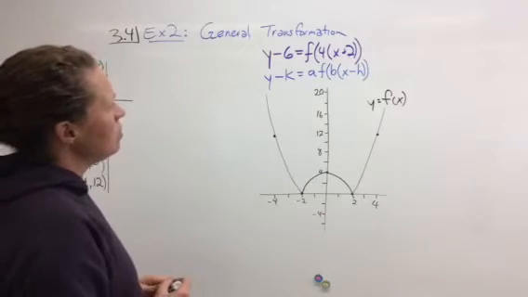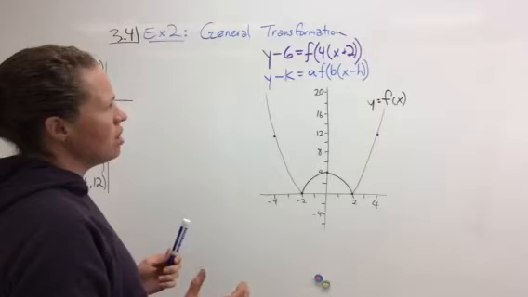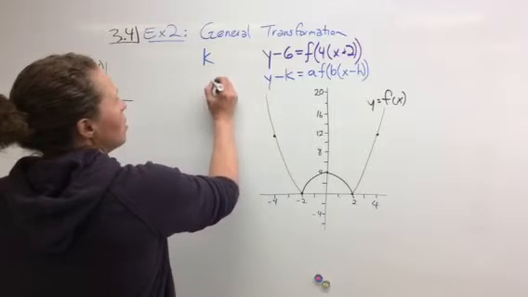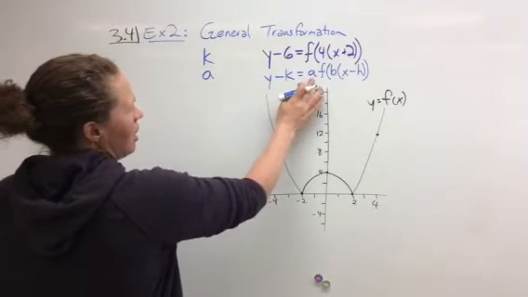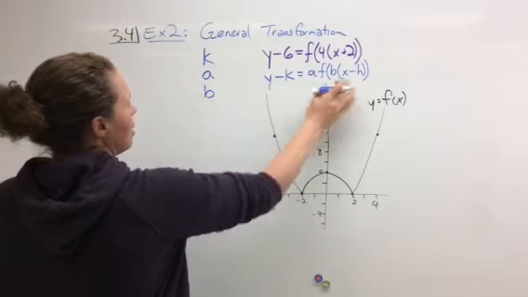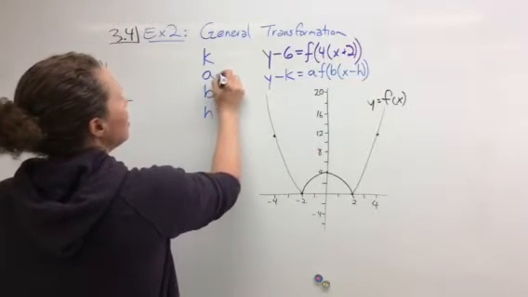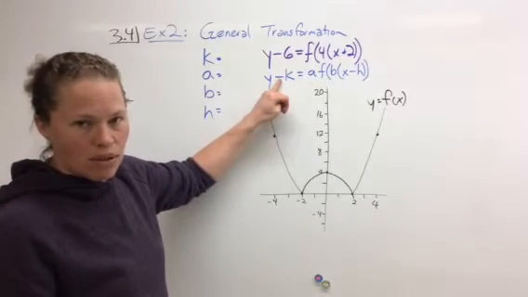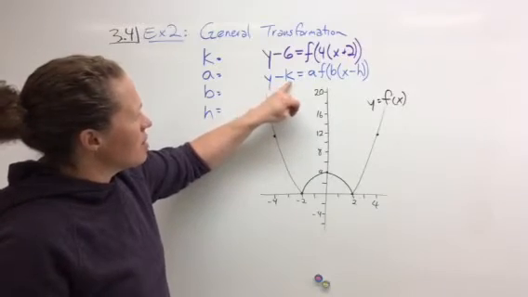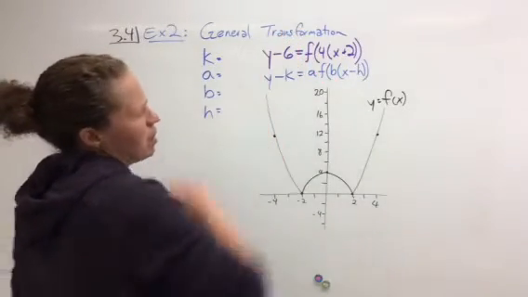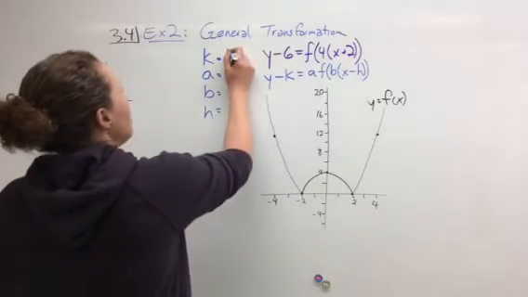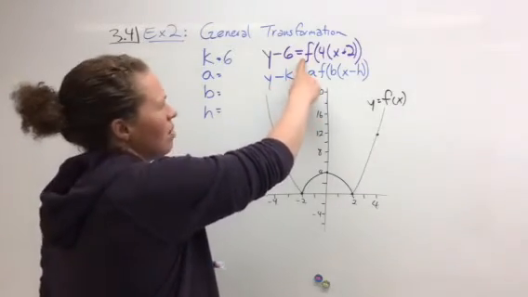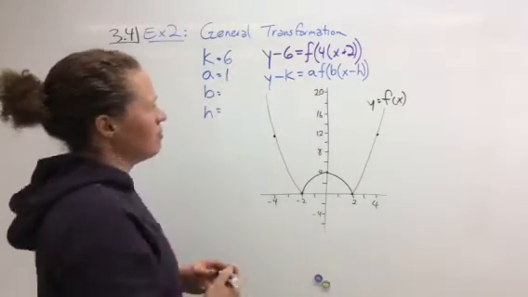So what I want to look for is the individual number values. So I'm going to write them down here. We've got a k, an a, a b, and an h. And the numbers, the values in front here, positive or negative, have to coincide. So this is easy. Y minus k, it's just like a little Lego block. Boop. The 6 goes in where the k is. So k equals 6. And the next one over, you'll notice there's nothing here. That means it's a 1. So a equals 1, right?